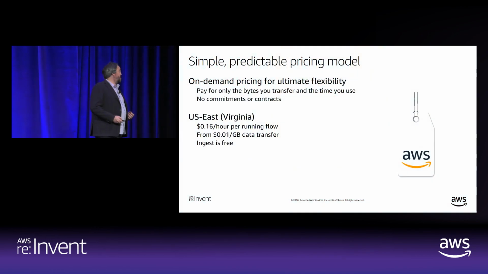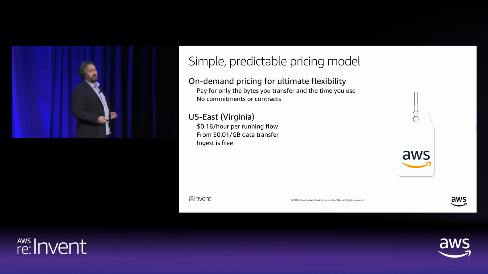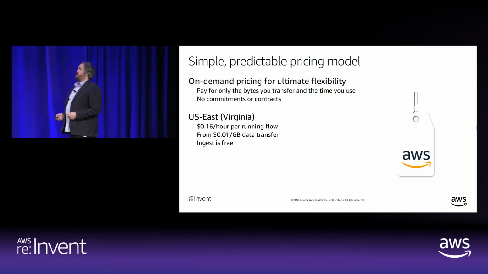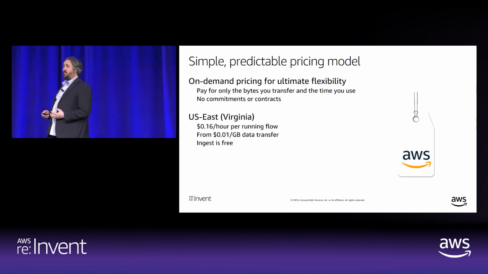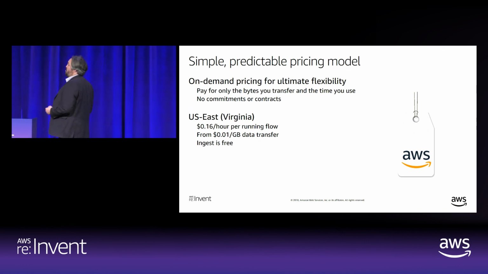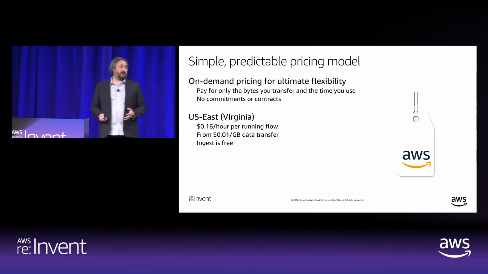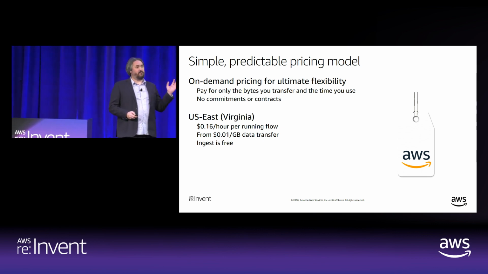So the pricing is extremely simple for MediaConnect. The pricing I've listed here is for Virginia. There are some differences, as with all of our services, depending on which region you're in. And I will say that all of the pricing is now available on the AWS website. You can go to the MediaConnect homepage, and you'll be able to see a full breakdown of the pricing.